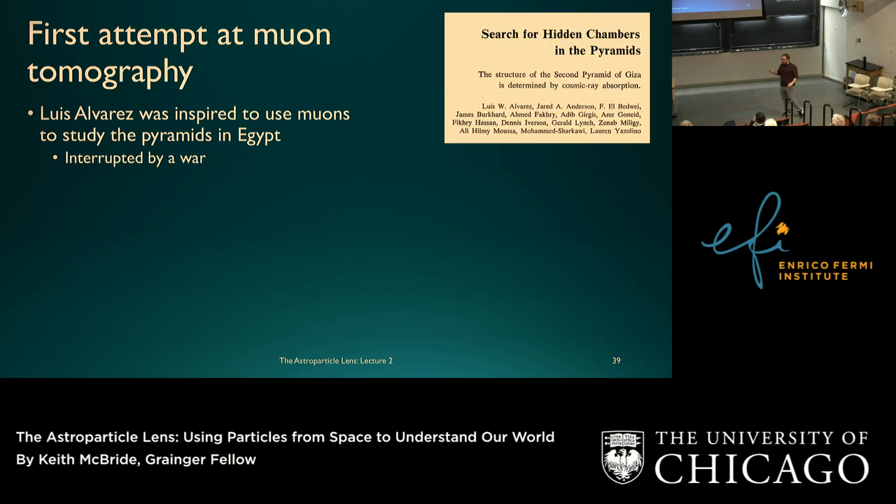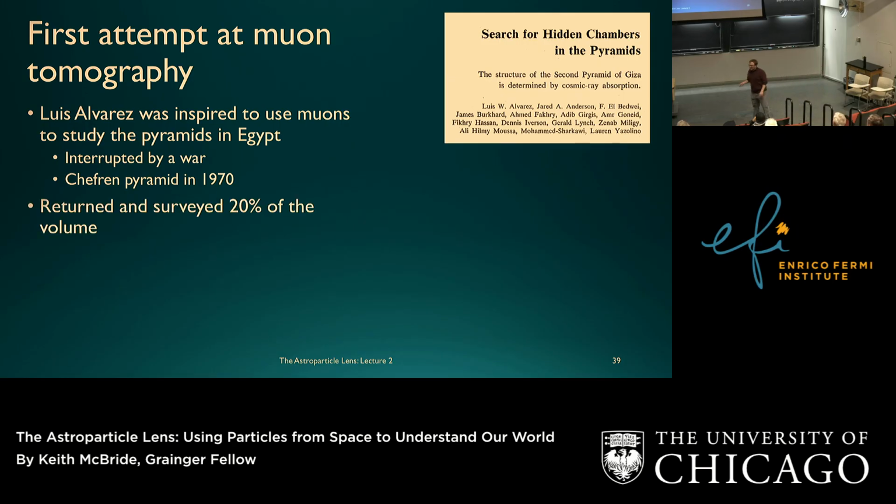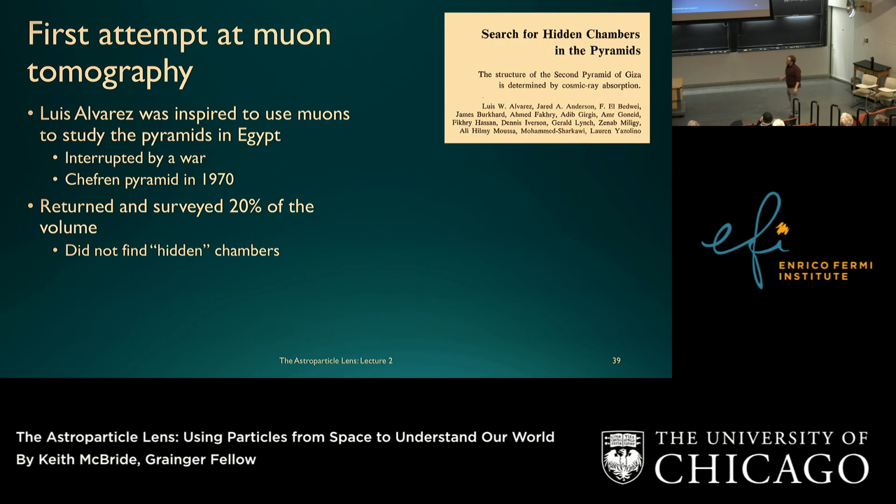And then the Six-Day War broke out, and so they sort of had to take everything and go back home. So the first time out, they didn't actually get to take any muon measurements. But by 1970, they had finished all their measurements, and they surveyed 20% of the volume of these pyramids with their muon detectors.